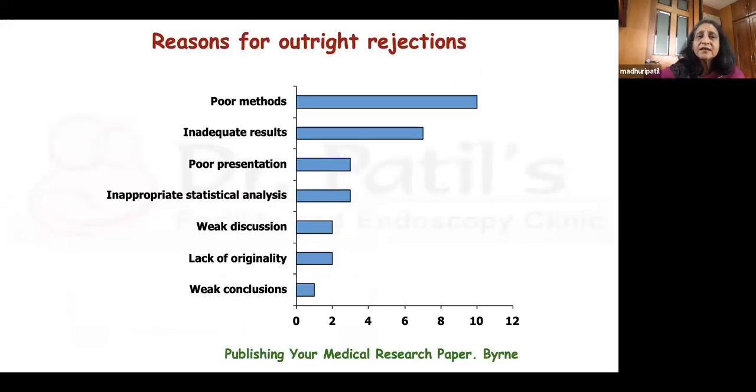So there are certain reasons for outright rejection. One of them is poor methodology, inadequate results, poor presentation, inappropriate statistical analysis, weak discussion, lack of originality, as well as a weak conclusion.